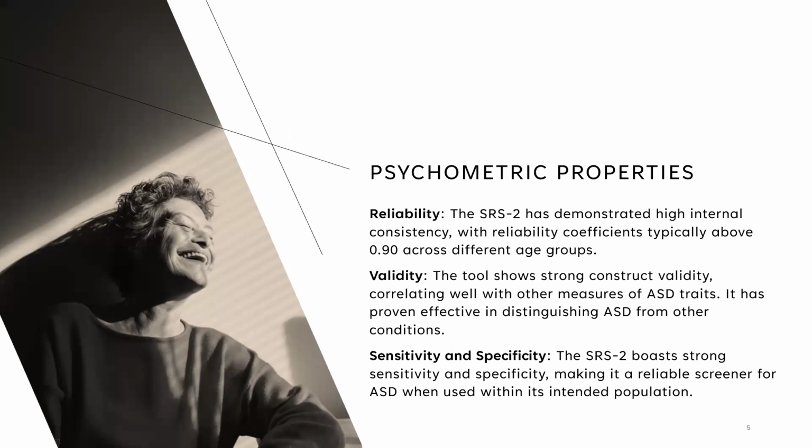The psychometric properties: in terms of reliability and validity, the SRS-2 is known for its strong psychometric properties. It has really high reliability, with internal consistency coefficients generally above 0.90, which ensures consistent results across different populations. In terms of validity, the SRS-2 has demonstrated strong construct validity, meaning it effectively measures social impairment as it's intended to, and its sensitivity and specificity are also high, which makes it a reliable screener for autism spectrum disorder when used within its designated population.